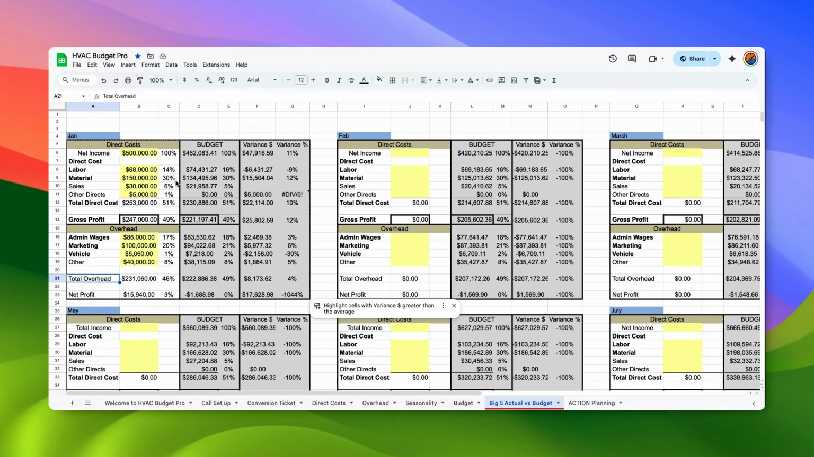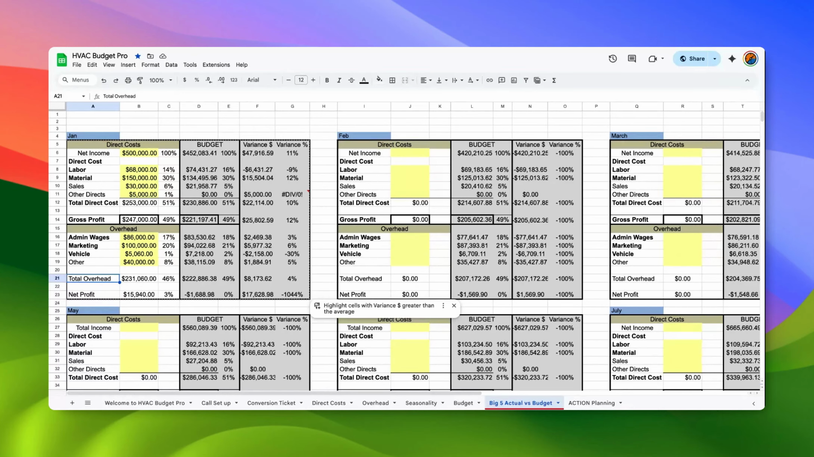Consider what went right if you surpassed your target. Reflect on what was done correctly. How did we achieve that success? We exceeded our target by $47,000. What was the reason? Labor costs were lower than expected. We reduced labor costs by $6,400.